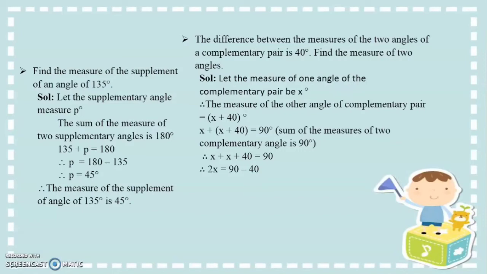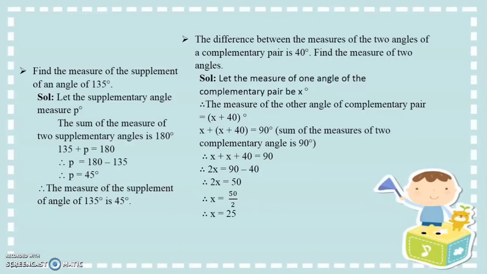Then we shift that 40 to the right hand side, so we get 2x is equal to 90 minus 40. 90 minus 40 is 50, so we get 2x is equal to 50. Then we shift the 2 which is multiplied to x on the right hand side. So we get x is equal to 50 upon 2, because 2 is multiplied to x. So when you shift it to your right hand side, it gets divided. So 50 divided by 2, we get x is equal to 25.